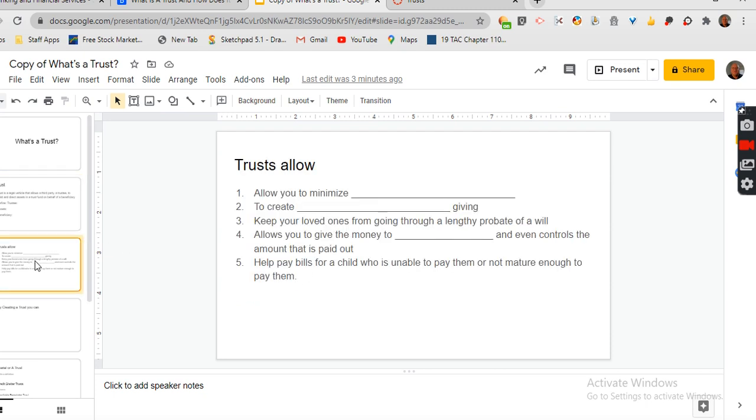Let's look at the next one. What does a trust do? A trust allows you to minimize. It really comes back to say it minimizes taxes. That's ultimately what you're after here. Taxes are large, especially when you're dealing with money. The government wants to take its taxes out of anything and everything it can.